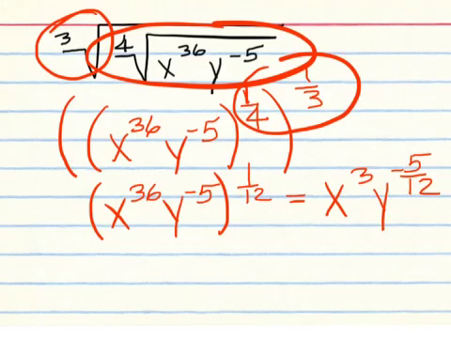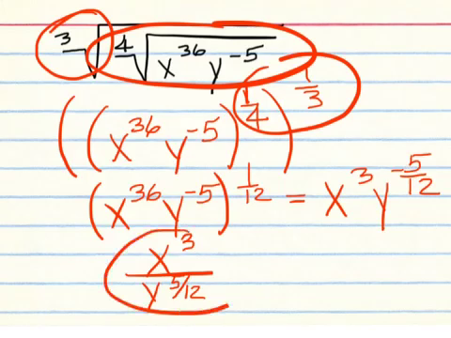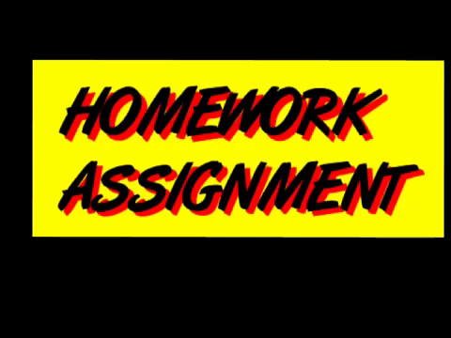The negative 5 over 12 power is going to bump the y to the bottom. So you'll have x to the third over y to the 5/12 power. And there's nothing you can do after that that's going to mean anything. That's all we need.